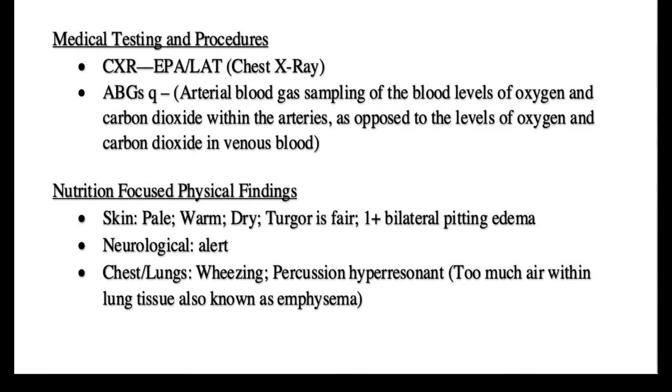The doctor requested an x-ray of her chest as well as an ABG, which is an arterial blood gas sampling, due to her abnormal bicarbonate levels, elevated CO2, and low oxygen. Nutrition physical findings in her skin were that it was pale, warm, dry, and had edema. Within her chest, there was wheezing and hyperresonant percussion, caused by emphysema.